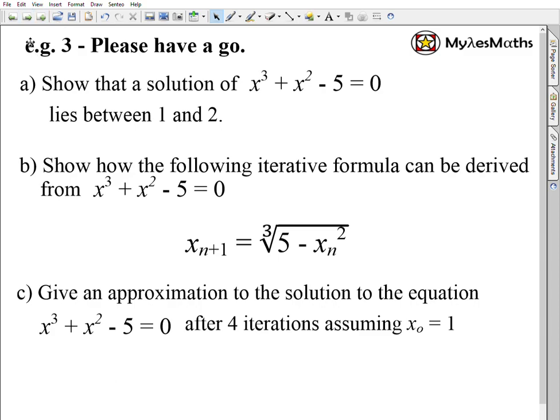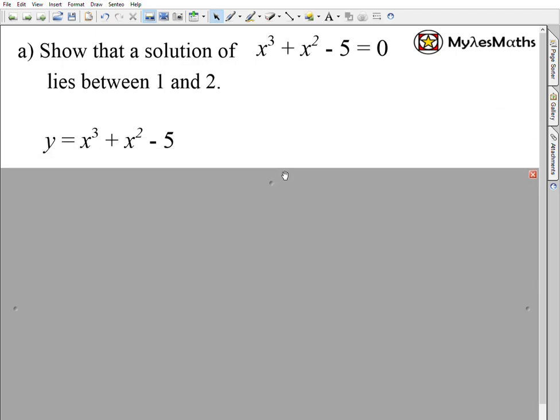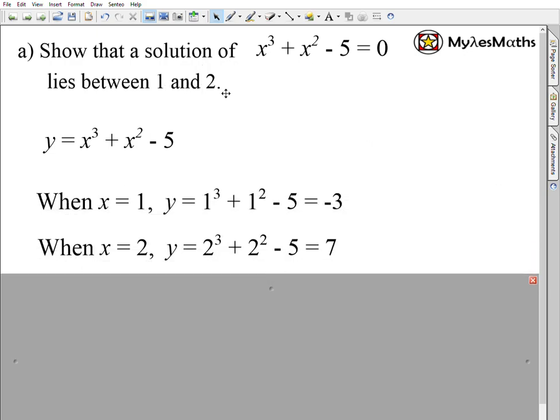Okay, so let's assume you've now got a solution to these three questions. Show that a solution of x cubed plus x squared minus 5 equals 0 lies between 1 and 2. I take y equals x cubed plus x squared minus 5. I substitute in 1 and I substitute in 2, and I find that when x equals 1, y must have been equal to 1 cubed plus 1 squared minus 5. That's 1 plus 1 minus 5, which is minus 3. And when x was 2, y must have been equal to 2 cubed, which is 8, plus 2 squared, which is 4, so 12 minus 5, which is plus 7.